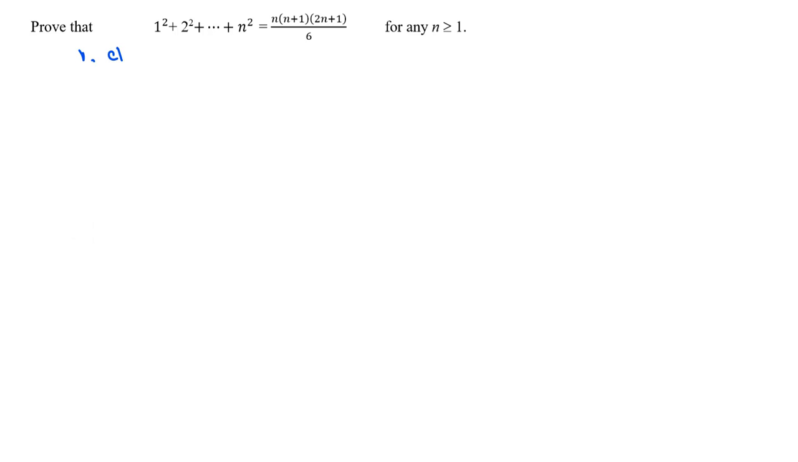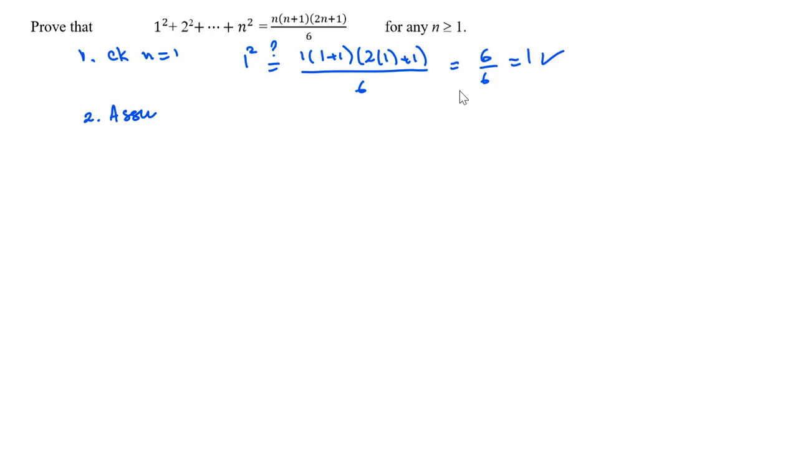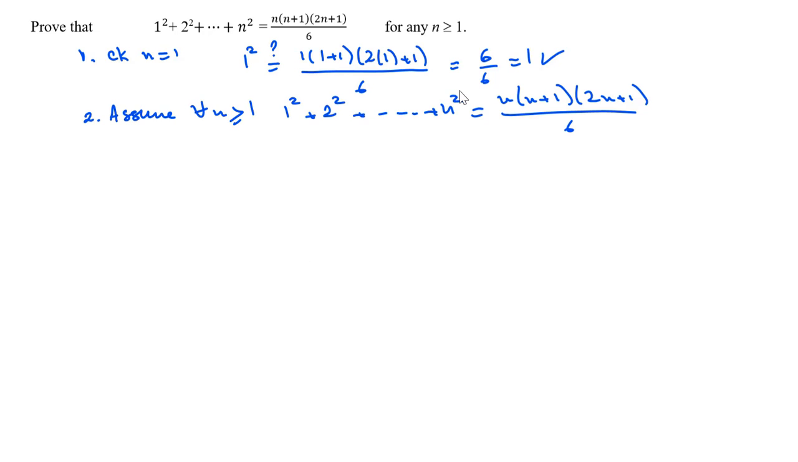First thing I'm going to check, n equals 1. So as you see here, this is 2 times 3, which is 6. So it's 6 over 6, which is 1. So 1 equals 1, we are done. Number 2, I'm going to assume for all n greater than or equal to 1, 1 squared all the way to n squared is equal to n times n plus 1 times 2n plus 1 over 6.